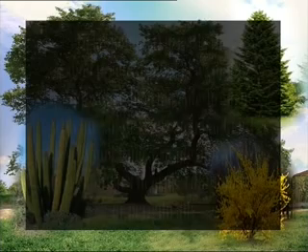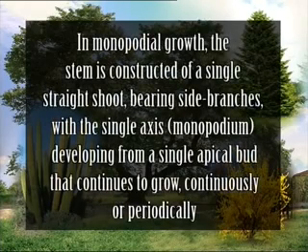Thus, in monopodial growth, the stem is constructed of a single straight shoot bearing side branches with a single axis, that is, a monopodium, developing from a single apical bud that continues to grow continuously or periodically.